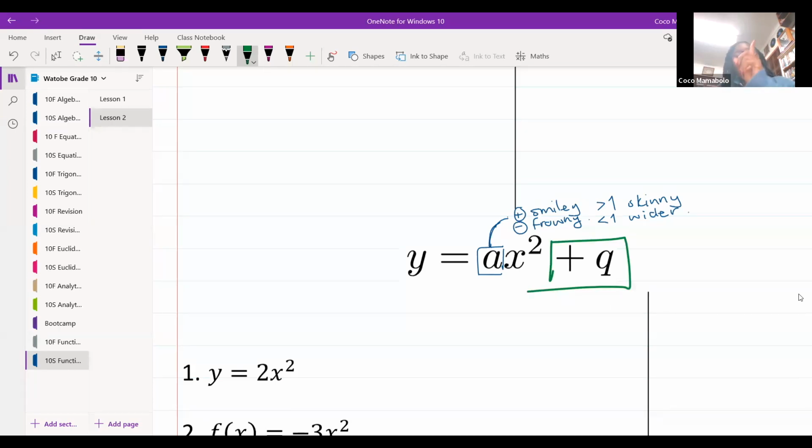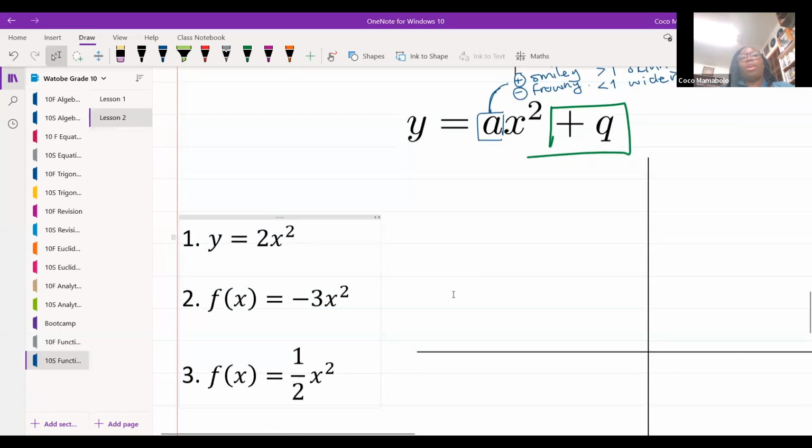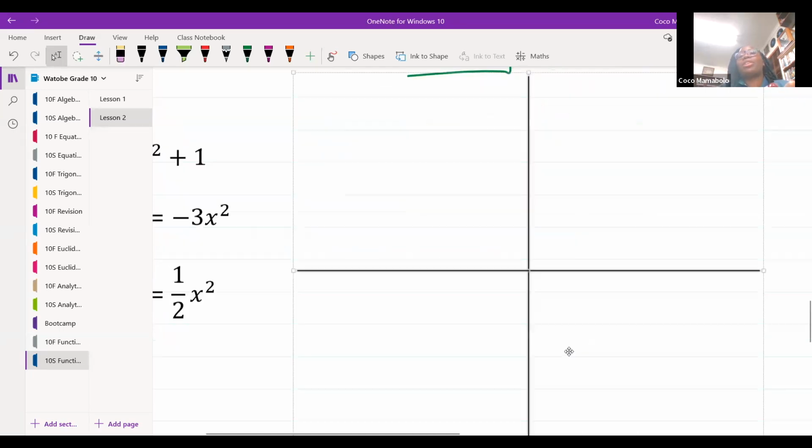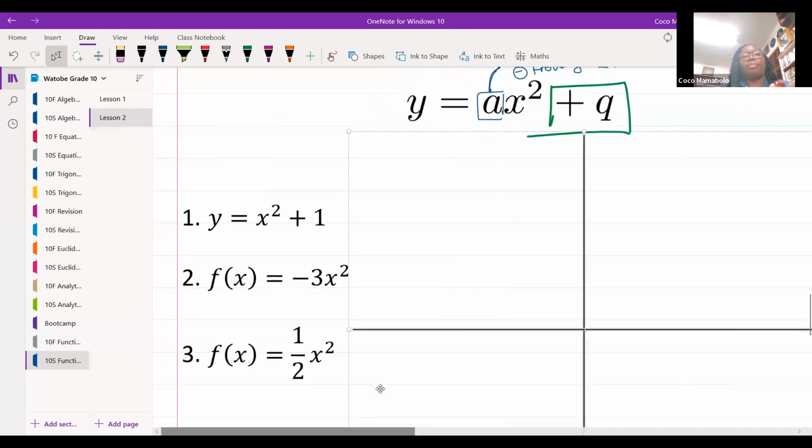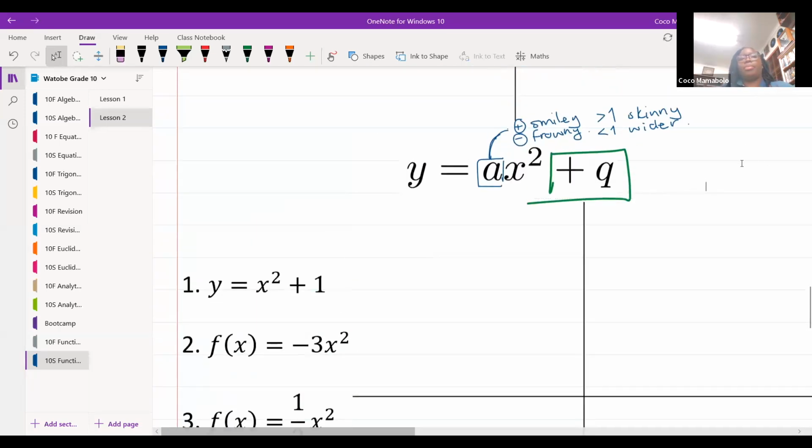Jasmine, I know you know the answer, but I want everybody else to see what happens when we get there. So I'm going to do this, +1. Let's remove this first x squared. Let's go back to our original graph of y is equal to x squared.